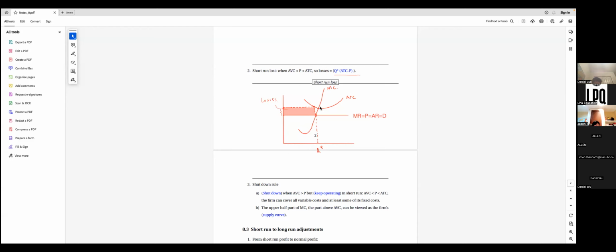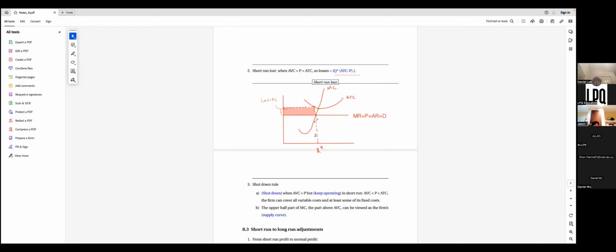Let's add AVC. So don't forget, every time, make sure your MC intersects with ATC and AVC through the minimum point. I mean, this point, the intersection of MC and ATC, must be the minimum point of ATC. So how do I add AVC into the graph?